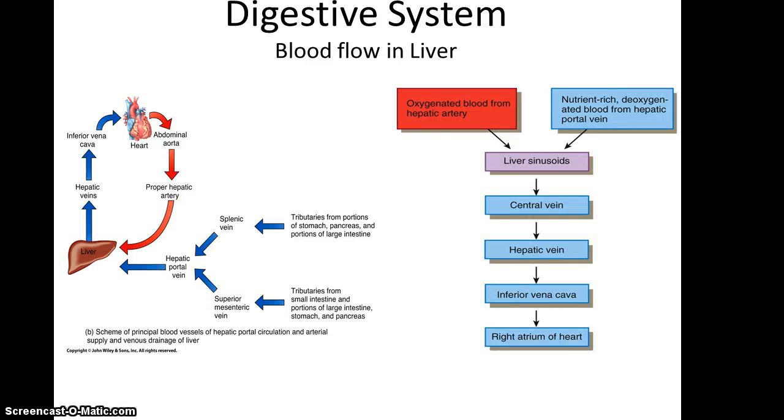So you can see oxygenated blood from the hepatic artery and the nutrient-rich, deoxygenated blood from the hepatic portal vein will come into the liver sinusoids. There it'll get processed somewhat by the liver, pulling out lipids, for instance, digesting any toxins, that sort of thing. Then it'll go to the central vein, the hepatic vein, out into the inferior vena cava, and back to the heart.